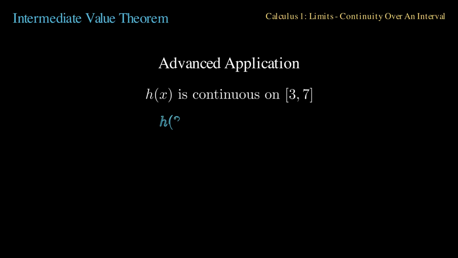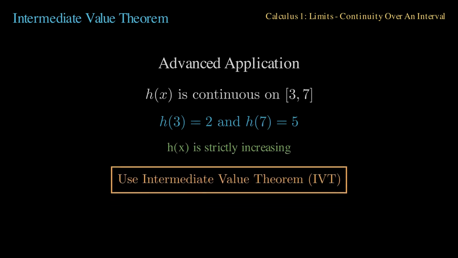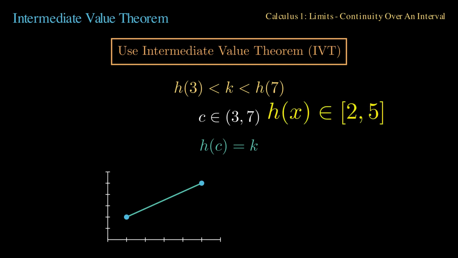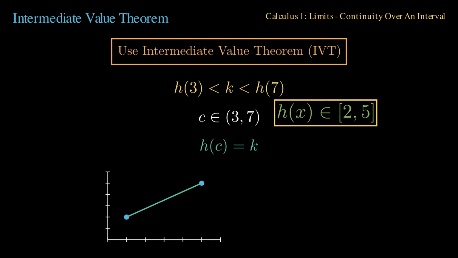A function h of x is continuous on the closed interval from 3 to 7, with h of 3 equals 2 and h of 7 equals 5. If h of x is strictly increasing, what are possible values? We can demonstrate this using the intermediate value theorem. The theorem states that for any value k between h of 3 and h of 7, there exists at least one c in the interval. Thus, h of c equals k.